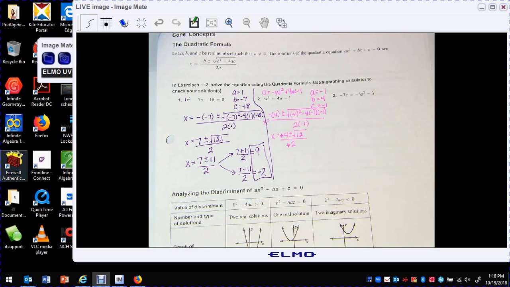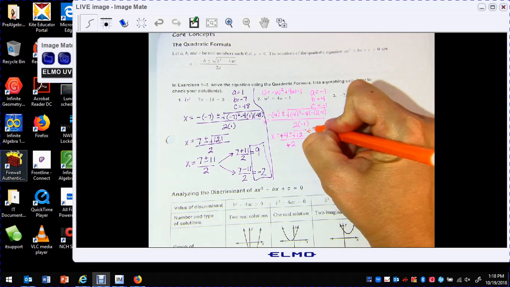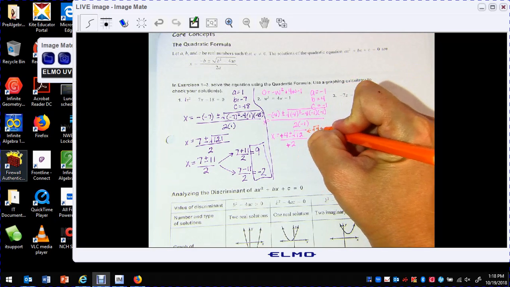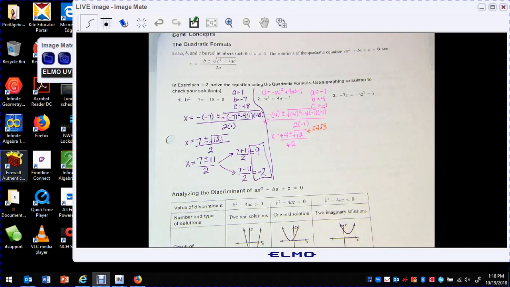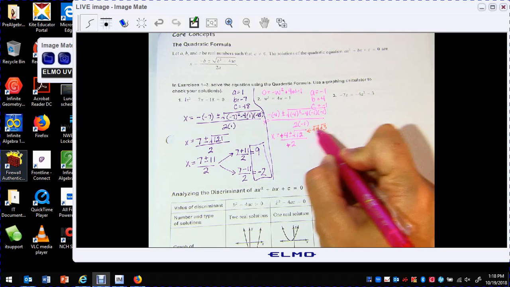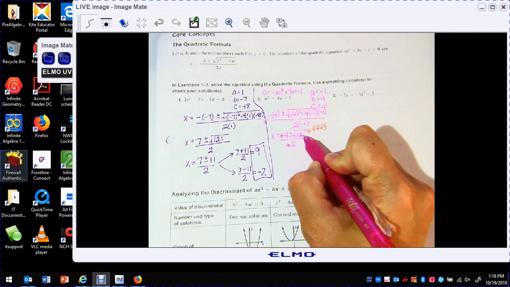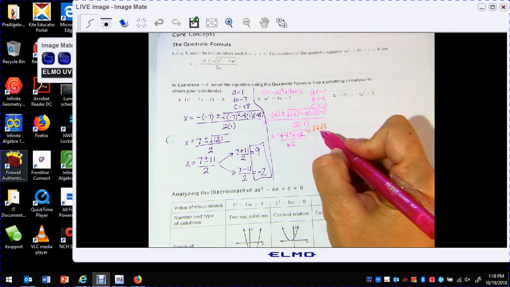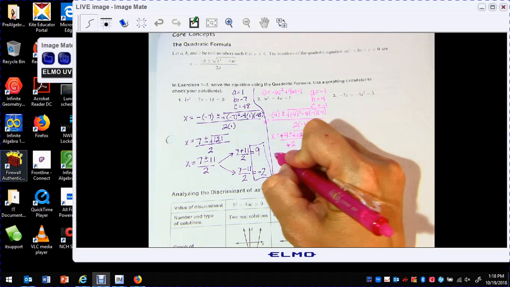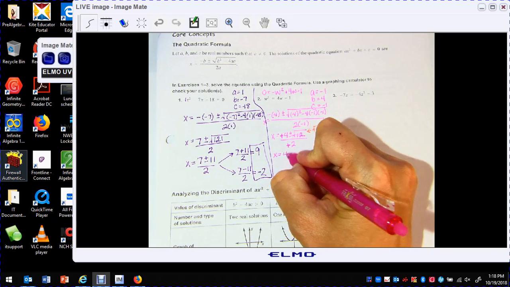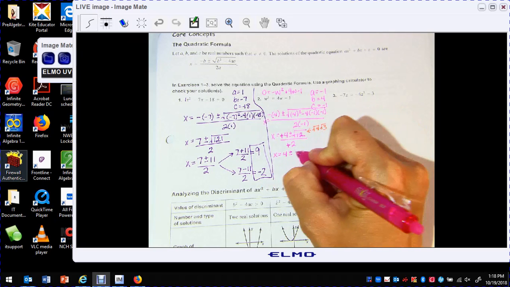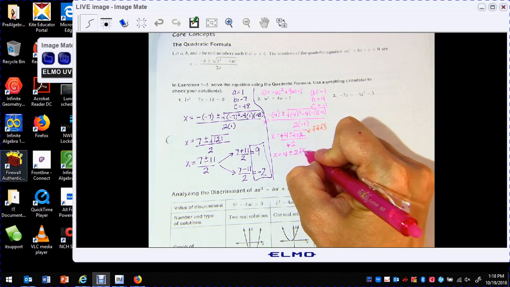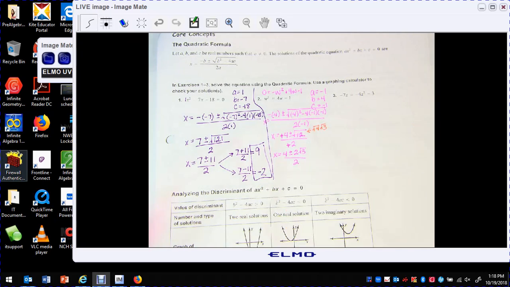Remember, square root of 12 is the same thing as saying square root of 4 times square root of 3. 4 is the biggest perfect square that comes out of 12. So I'm going to rewrite this using this instead of the 12, okay? So we're not going to use the 12 anymore. And I can take the square root of 4. So x is going to equal a positive 4 plus or minus the square root of 4, which is 2. I still have the square root of 3. And it is over 2.